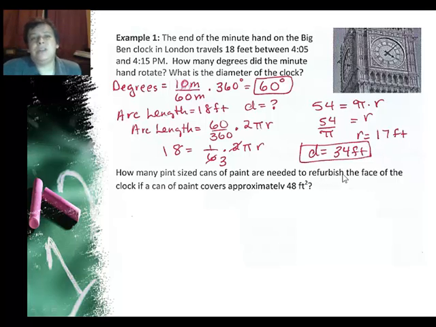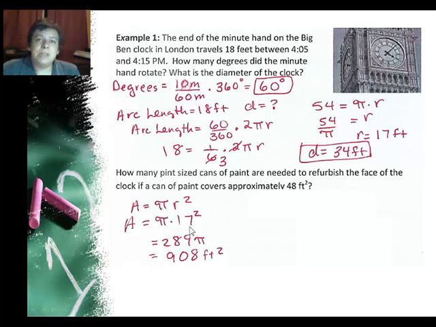The next question asks how many pint-sized cans of paint are needed to refurbish the face of the clock if a can of paint covers approximately 48 square feet. So I need to find the area. Now I already know the radius and the diameter, so I'll use the area formula, which is pi r squared.